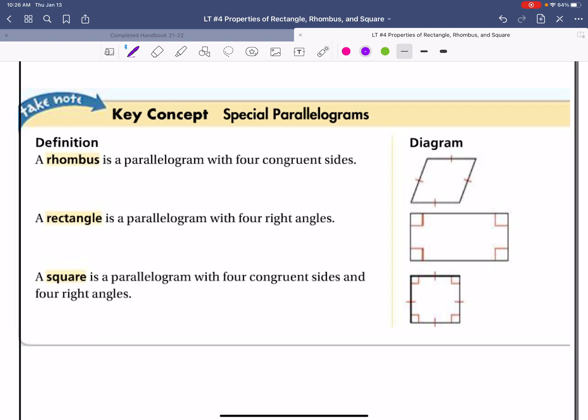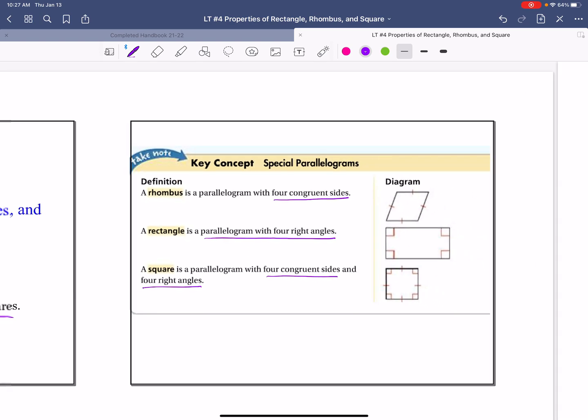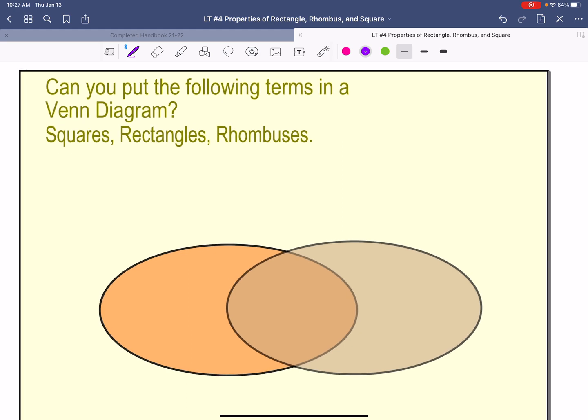A rhombus is a parallelogram with 4 congruent sides. This is a definition for a rhombus. A rectangle is a parallelogram with 4 right angles. Definition of rectangle. And a square is both a rhombus and rectangle in that it has 4 congruent sides and 4 right angles. So pause the movie, put squares, rectangles, and rhombuses in this Venn diagram, and then play, and we'll go over it.